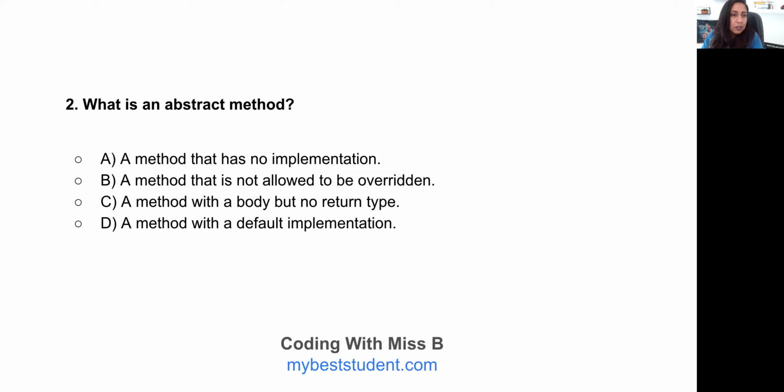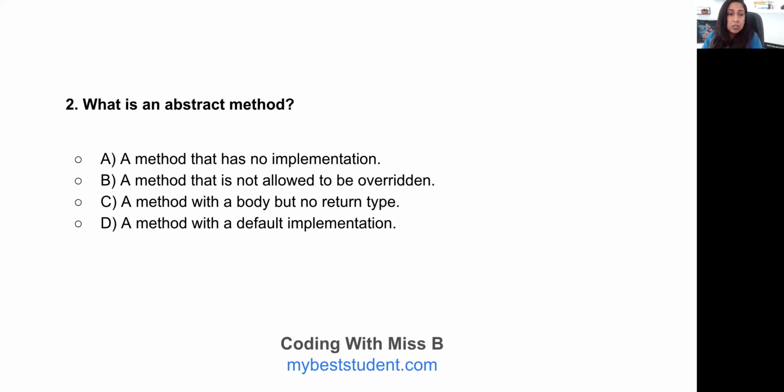What is an abstract method? A, a method that has no implementation. B, a method that is not allowed to be overridden. C, a method with a body but no return type. And D, a method with a default implementation. So choice D is out because abstract by the very nature is that it does not have a body. So choice A is what actually makes sense.